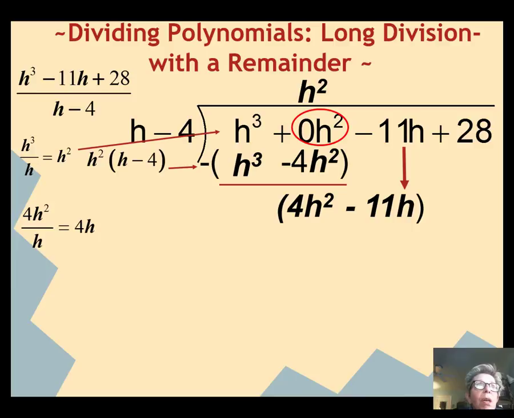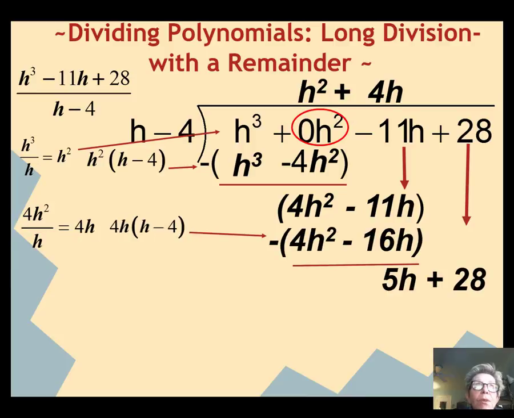Next we take the 4x squared divided by x in our divisor again, and that gives us 4x. That 4x goes up into the quotient. Next we multiply 4x times our divisor x minus 4. That gives us 4x squared minus 16x. Keeping in mind that we must subtract, that gives us 5x. We bring down the 28.